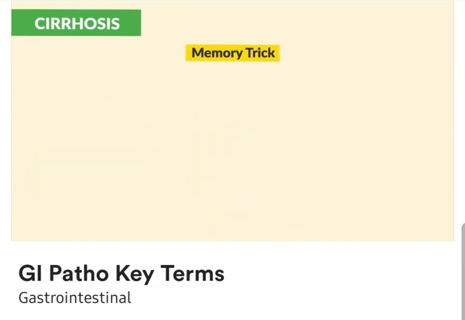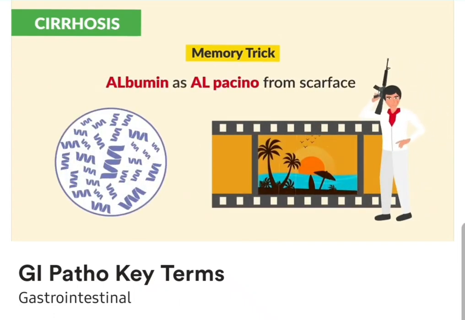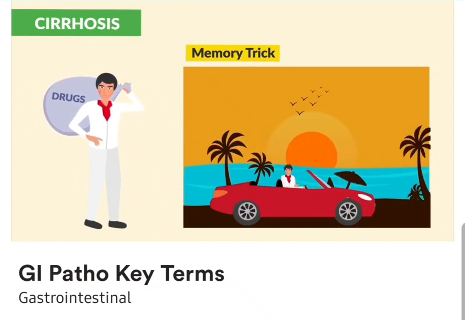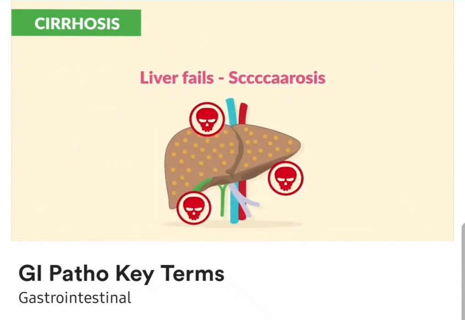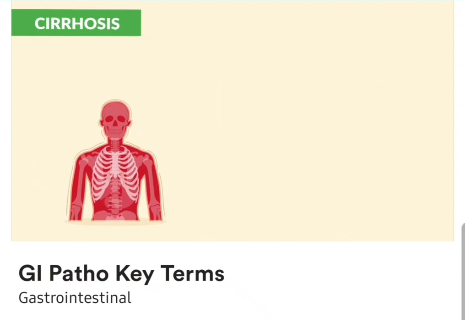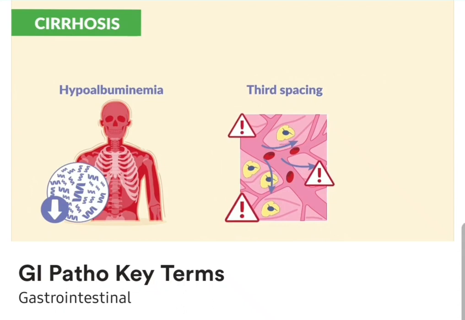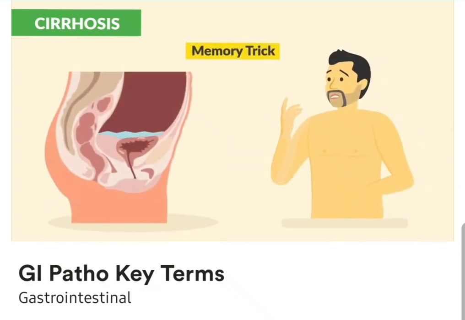Now, another memory trick that I personally used during nursing school is to think of albumin as Al Pacino from that movie Scarface, for cirrhosis. Now, Scarface is an old movie from the 80s about a drug lord who transports drugs, and he's near Miami, basically near the water, to help you remember water. So just think here, when the liver fails in cirrhosis, the body can't produce albumin, so we get hypoalbuminemia. So drugs don't get transported properly, and water builds up inside the body because albumin isn't there to attract the water. And this causes edema and third spacing, like ascites, where the abdomen is filled with fluid.